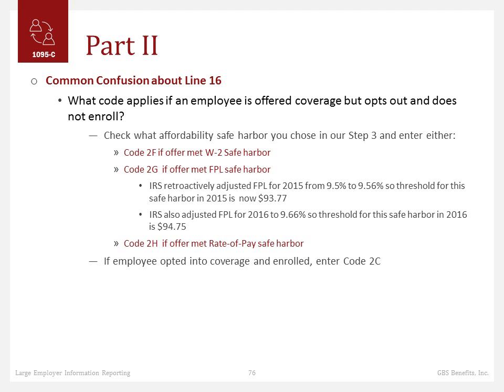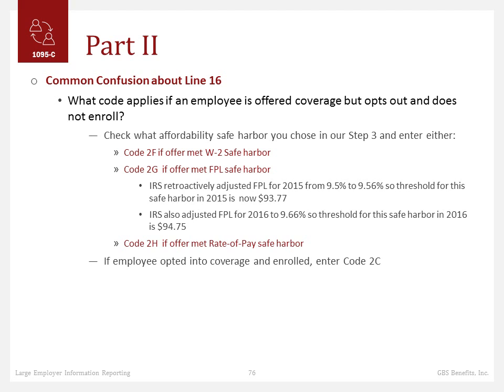If you chose in step 3 the W-2 safe harbor, you're going to enter code 2F if an employee is offered coverage but opts out. You don't put 2C because 2C means they enrolled. 2F is they were offered but they opted out, and our affordability safe harbor is the W-2 safe harbor. If you chose a federal poverty level safe harbor, in that same circumstance, instead of 2F, you're going to put 2G. They were offered coverage, they opted out, and our affordability safe harbor is federal poverty level.